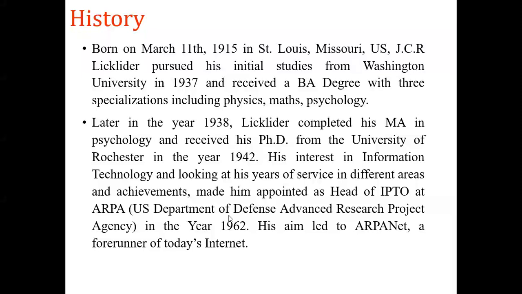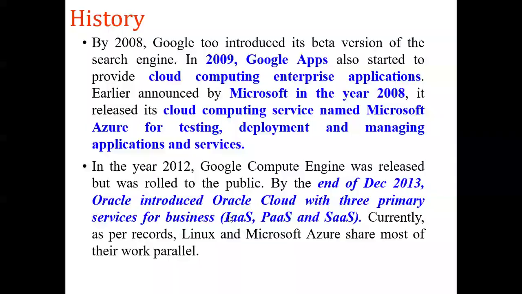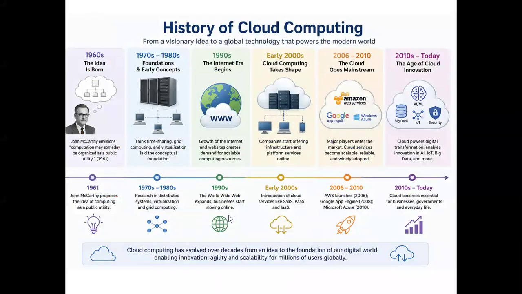The birth of cloud computing: J.C.R. Licklider introduced the idea of a globally connected network in the 1960s. ARPANET is used to share resources, like internet sharing of resources. Then the important milestones: John McCarthy proposed computing as a utility, then CRM software was introduced, and then Amazon launched AWS and EC2. So this is the history of cloud computing.